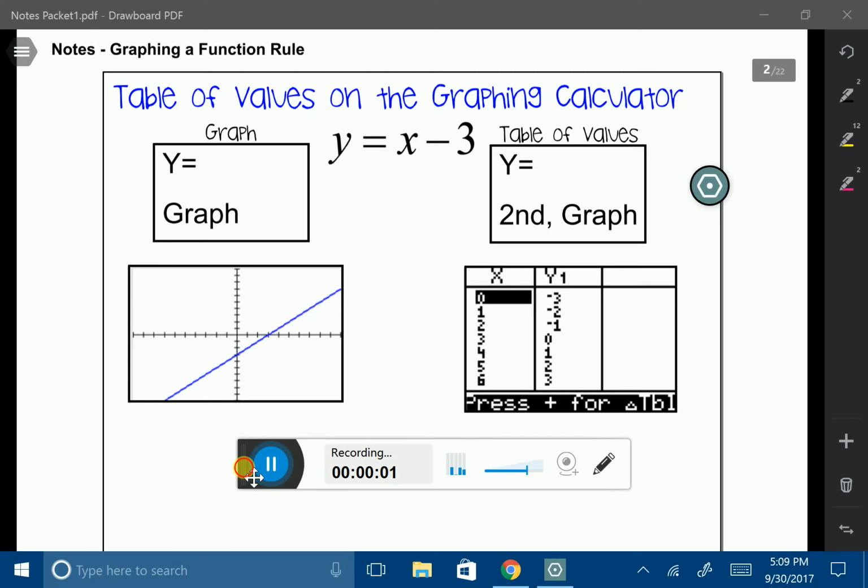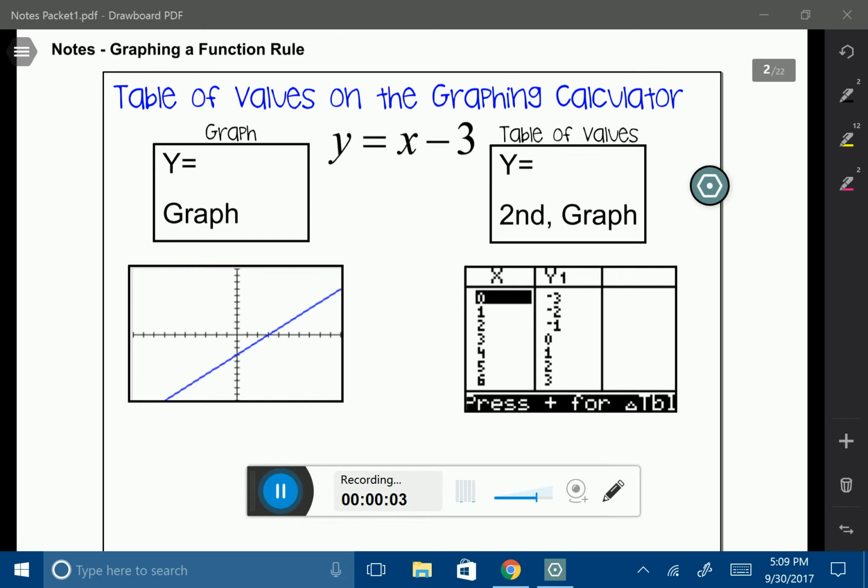In this lesson, we're going to be talking about how to graph a function or a function rule. You're going to need your graphing calculator, so make sure that's handy. So let's first take a look at this first slide here. You'll notice that I have this equation up at the top. This is called my function rule.